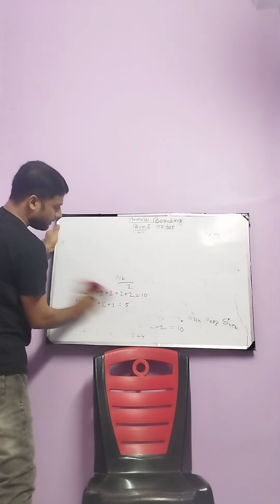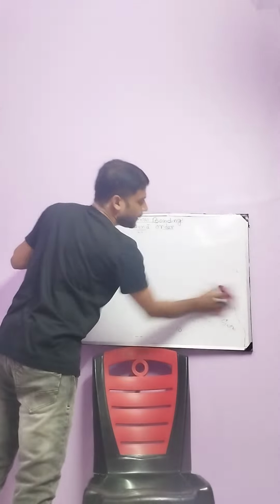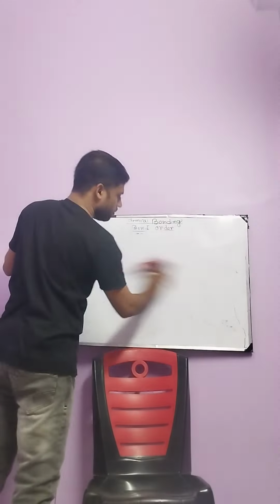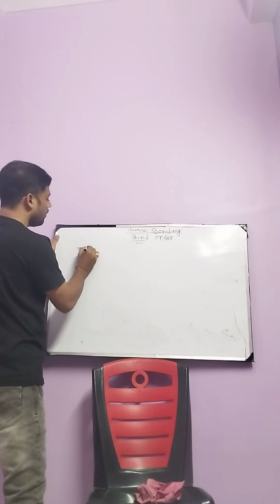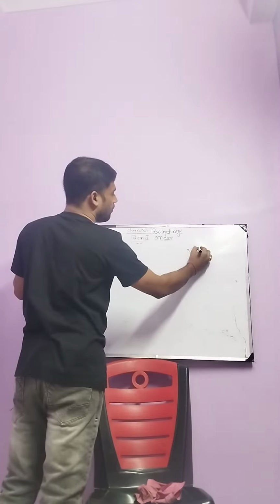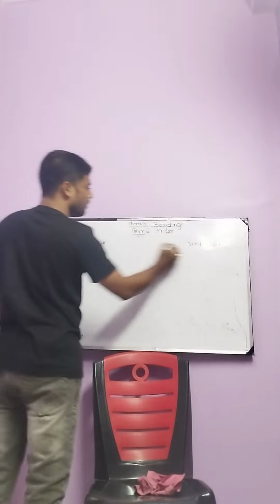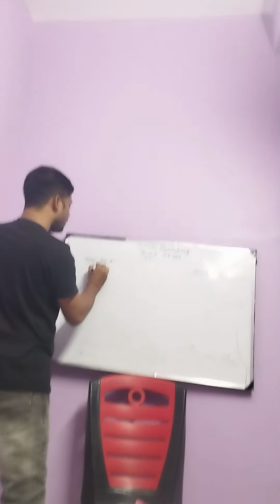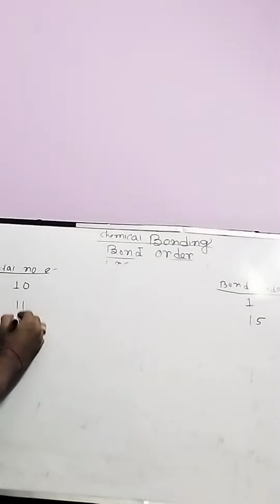We remind a table which can help you for a quick answer for bond order in molecules. Table: total number of electrons and bond order. If the total number of electrons is 10, then the bond order value is 1. If the total number of electrons is 11, then the bond order is 1.5.